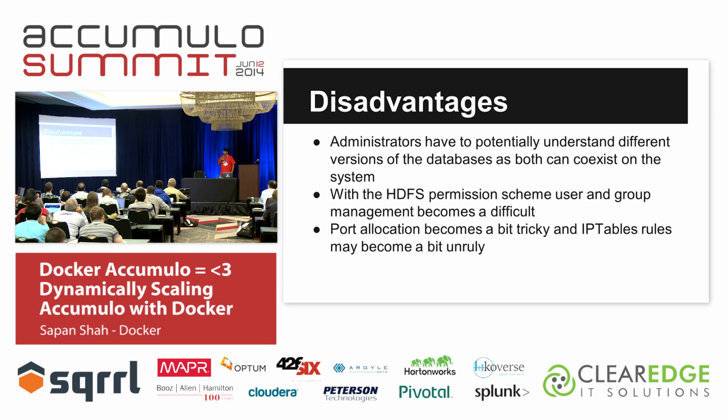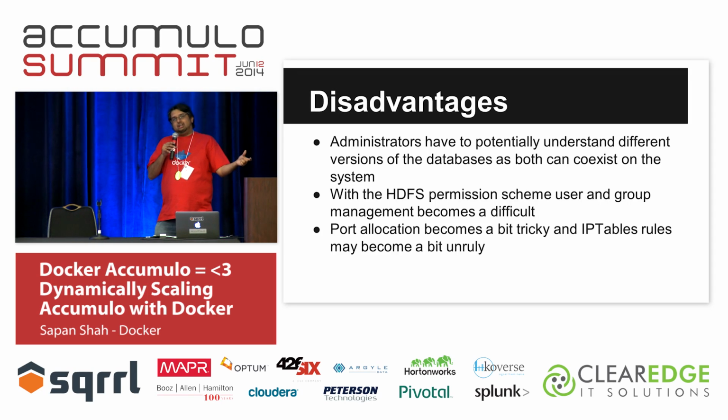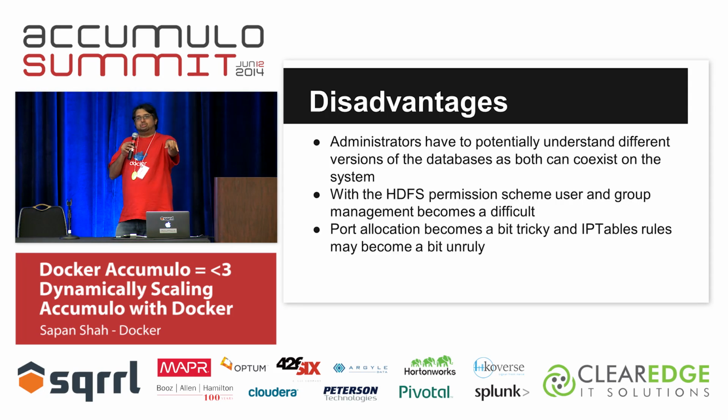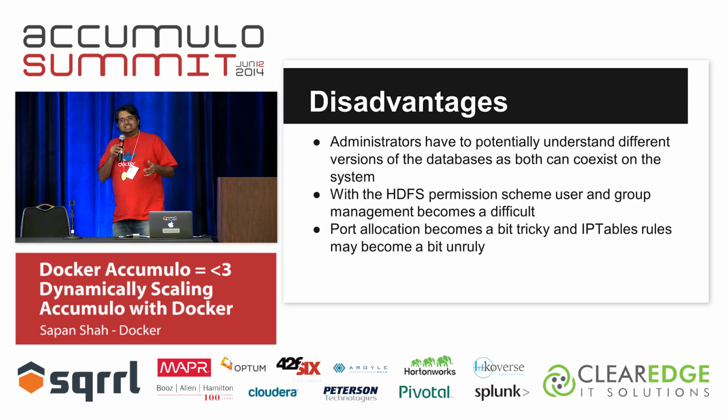Now, there are disadvantages too. Basically, it goes back to the virtual database thing, which is admins have to know many different versions of the database sometimes. With the HDFS permission scheme, user and group permissions become a little bit more difficult. Port allocation becomes a bit tricky, and IP tables rules become really unruly. The other thing that needs to be pushed back into Accumulo that I've got working is that Accumulo right now keeps IP addresses inside of Zookeeper. So in this magical world where I have one global Zookeeper, I somehow need to figure out a way, and I've got something working, to get host names for Docker containers and have those external names pushed to Zookeeper such that I can then retrieve them and go back to where I want to go. So it gets a little bit hairy in that sense, but it's doable.